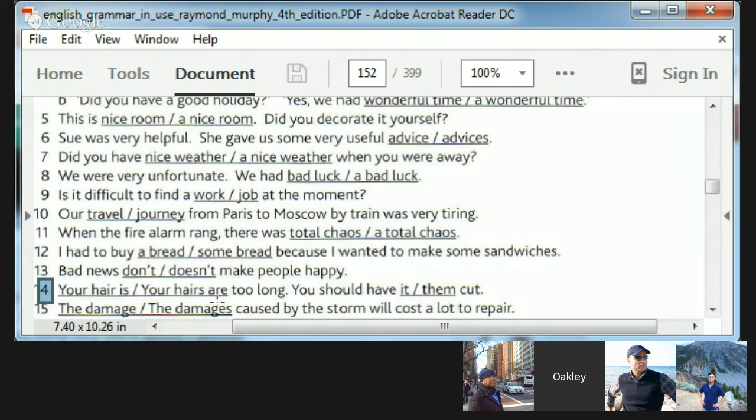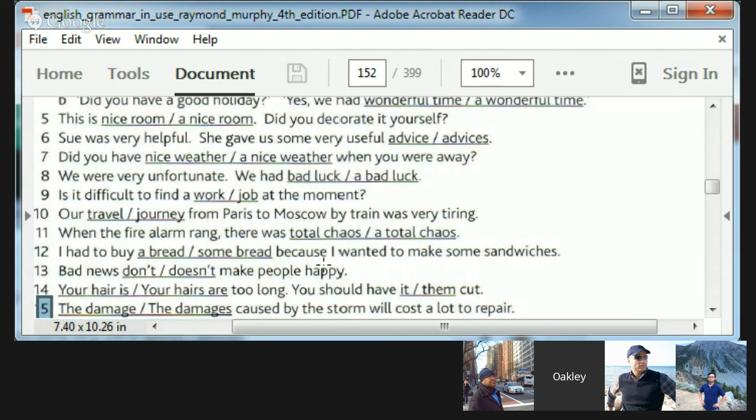Philip, number 14. Your hair is too long. You should have it cut. Yeah, you should have them cut. That sounds very funny. Very good. Hair, of course, being singular. So when you use the singular pronoun, it instead of them. That's right. Okay, last one, JK.